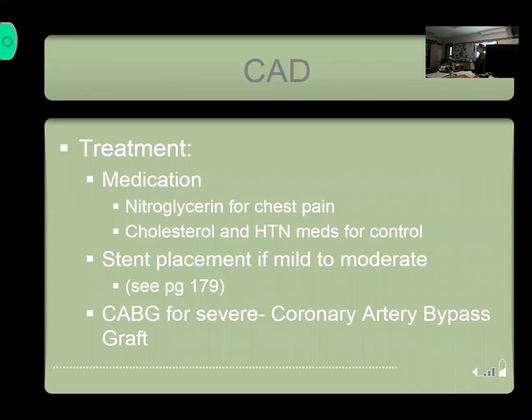So that's an angiogram. Really is just the picture itself that they were taking. Right, that angiogram was them looking at those pictures of how it was flowing, and the rest of it was really treatment. They were opening it up and things like that. So the treatment: medication, nitroglycerins for chest pain, cholesterol and blood pressure meds to control it, stent placement like we just looked at, and then if it's severe, a lot of times it will require a CABG, coronary artery bypass graft.